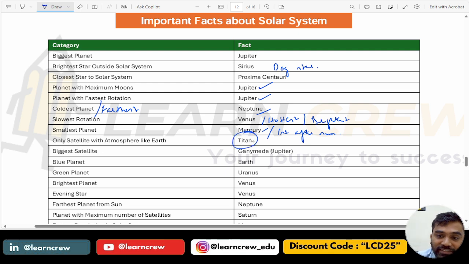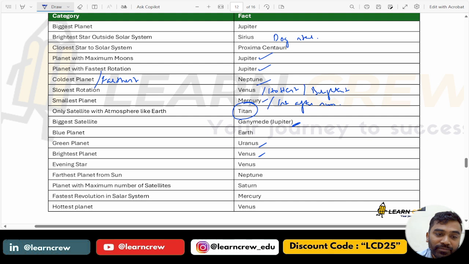Biggest satellite is Ganymede. It is available in Jupiter. Blue planet, Earth. Green planet, Uranus. Brightest planet, Venus. What is the red planet? Mars. That's all. Evening star, Venus. Farthest planet from Sun is Neptune. Planet with maximum number of satellites, Saturn. Again, this can be either Jupiter or Saturn. That's it. Fastest revolution in solar system, Mercury. It revolves the fastest around the Sun.